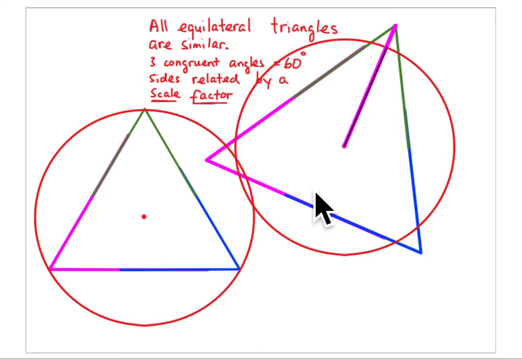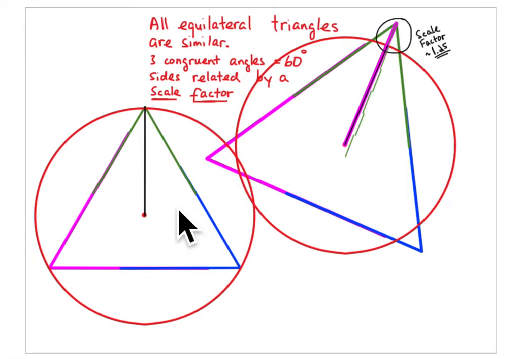All right. But then if you look at all the angles, all 3 angles of an equilateral triangle are always 60 degrees. So 60 degrees, 60 degrees, 60 degrees, 60, 60, 60. And so that tells you that these 2 triangles, although not congruent, they are similar triangles because they have a scale factor that will take it from this triangle to this triangle. So the sides are related by a scale factor.